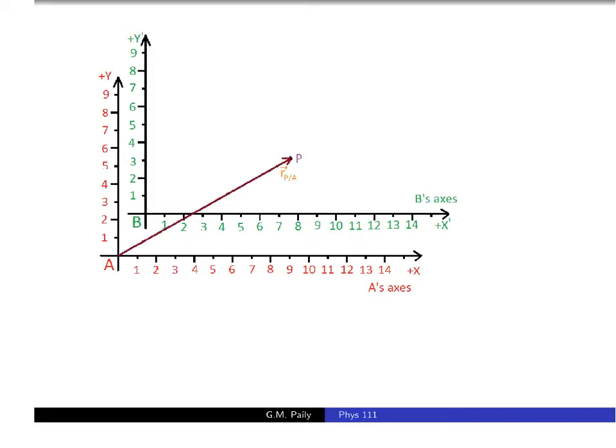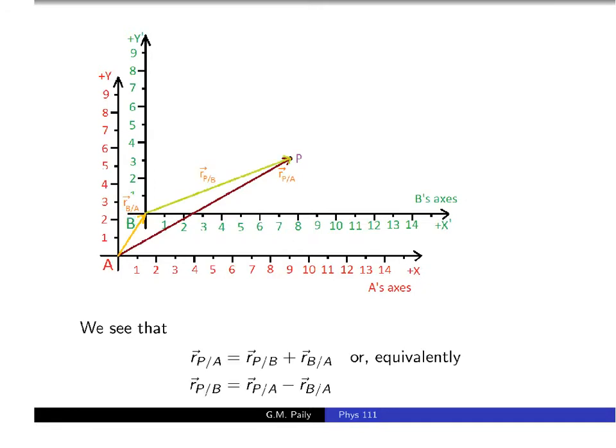Here again is the position of P with respect to A, which points from the origin of A to the point P. And here is the position of B with respect to A, which points from A to B. Finally, we complete a little triangle by drawing the position of P with respect to B. We see that we can either go directly from A to P, or we can go from A to B and B to P.